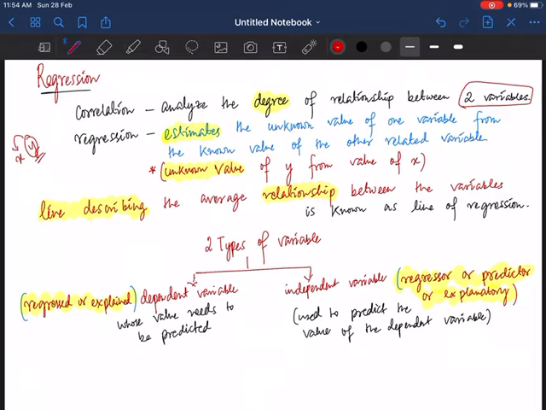Now we have basically two types of variables. We are talking about two variables x and y, so two types of variables: one is the dependent variable and the other is the independent variable. And what is the dependent variable? The variable whose value needs to be predicted.